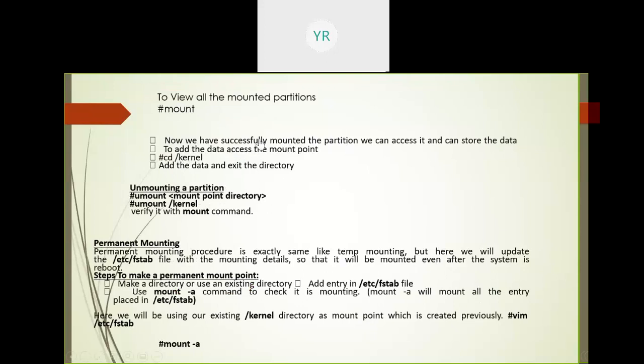After mounting a particular mount point, if you want to access the data, you simply cd to that mount point name. You can enter into that mount point and you can see the data. You can write the data, you can read the data, the files in that directory, all those things. If you want to unmount that partition, simple, umount that partition name. Again, here no need to give the device name.